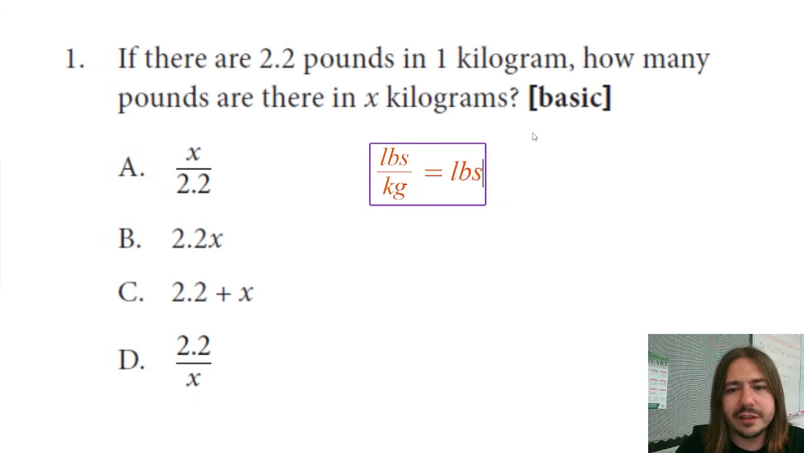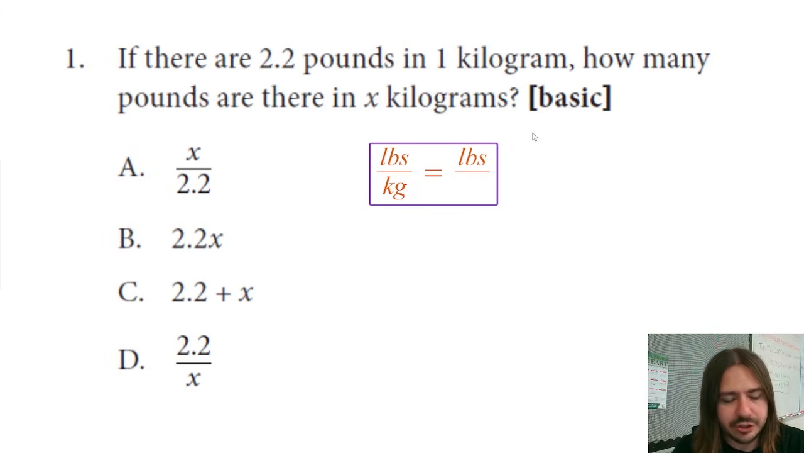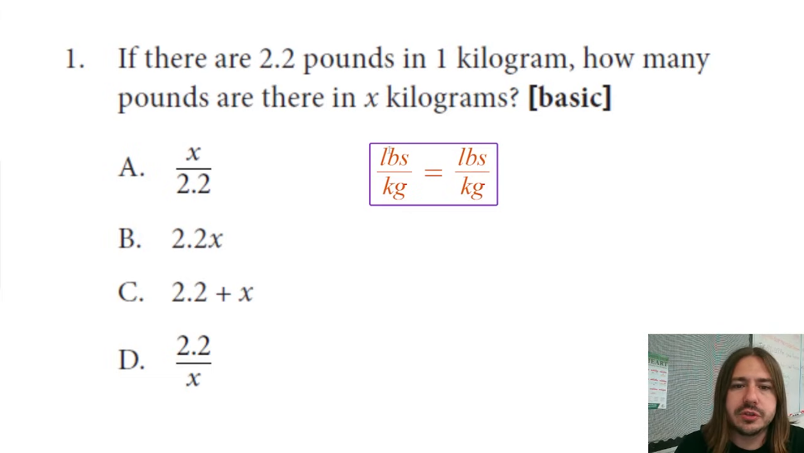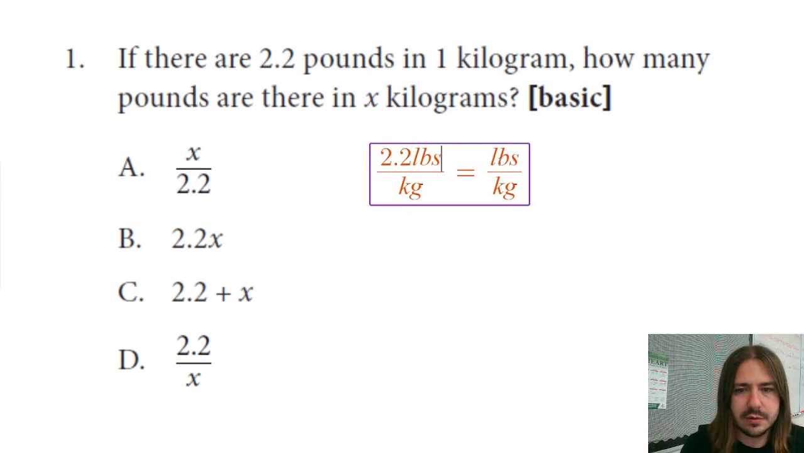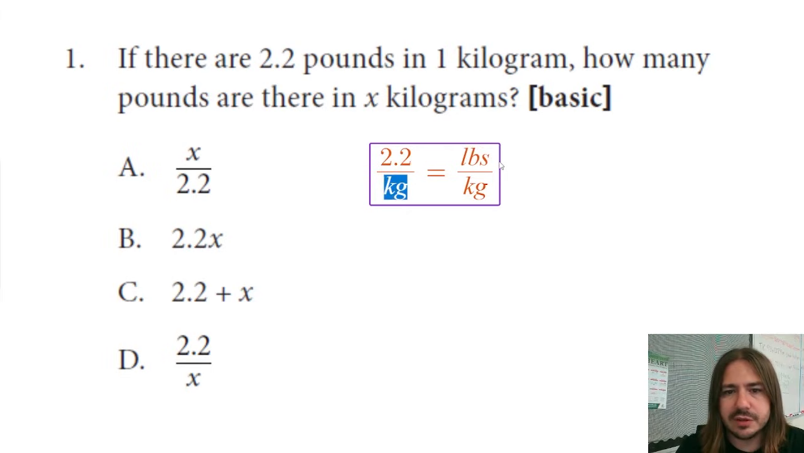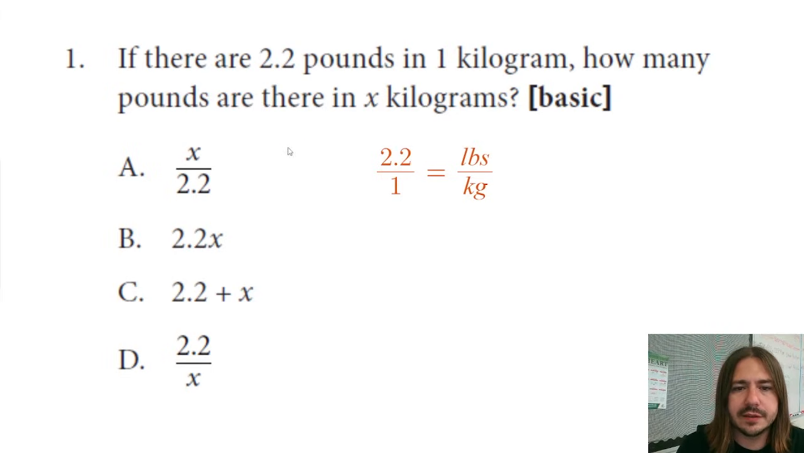So the setup is kind of like this. We want to have two ratios or fractions that are equal to each other to make this proportion. And it says there are 2.2 pounds in 1 kilogram. Put 2.2 pounds here in 1 kilogram. And out to the side here, I'll just say pounds and kilograms, just to keep track of what we're talking about.